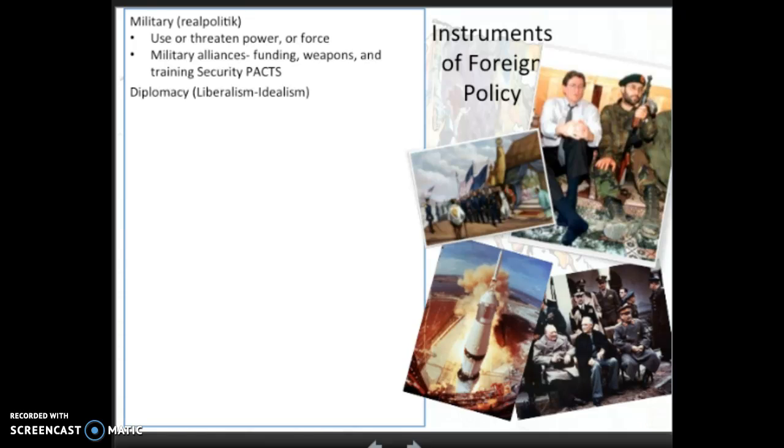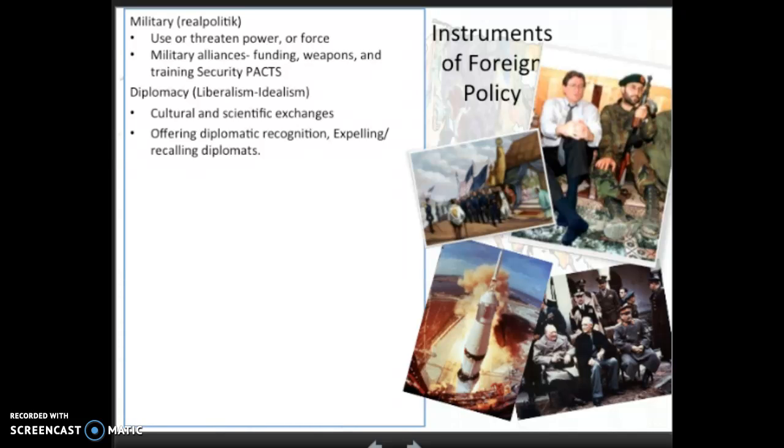Diplomacy is going to be more of a liberal idea or an idealism idea. This is where you're using a lot of cultural and scientific exchanges. Maybe a couple of years ago, we sent a symphony orchestra to North Korea. That just shows like goodwill and good gesture. Didn't really get us very far, but anyway, that's the kind of stuff that you would do for diplomatic relations.